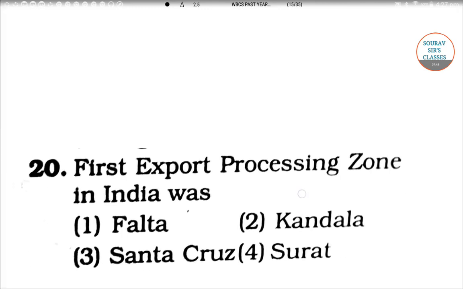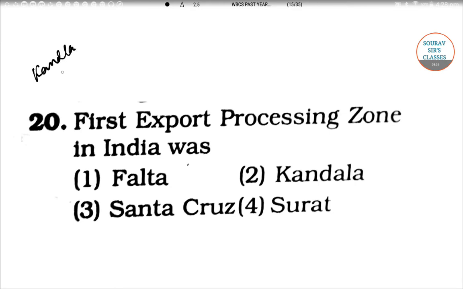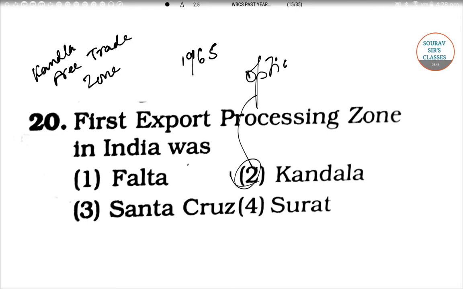The next question is, the first export processing zone in India was Falta, Kandla, Santa Cruz, or Surat? The Kandla Free Trade Zone is India's first export processing zone, set up in 1965. Subsequently, 6 more EPZs were set up in Santa Cruz, that is Mumbai, Falta in West Bengal, Chennai in Tamil Nadu, Noida in UP, Cochin in Kerala, and Visakhapatnam in Andhra Pradesh. So the correct option to this question will be option number 2, that is Kandla. So we can write option 2 is correct. Let's move to next question.